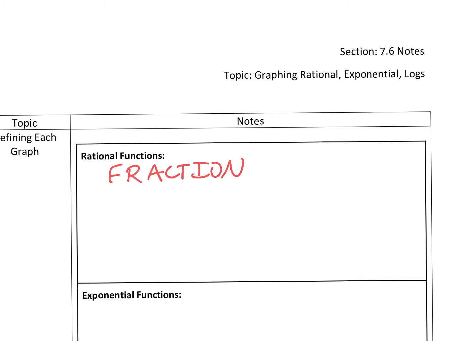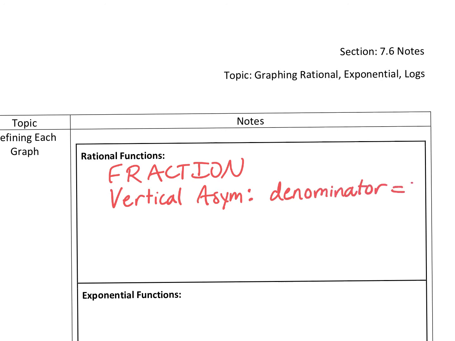They sure do, okay? So these are always going to have a vertical asymptote. We do that by setting the denominator equal to 0. Denominator equals 0. That's your vertical asymptote. You're always going to have that. We always had these. Then we had the horizontal asymptote.